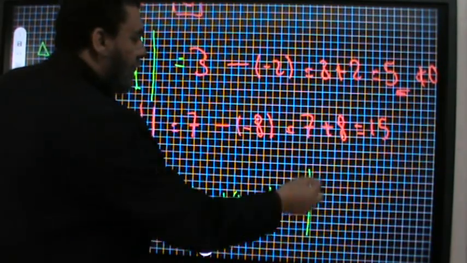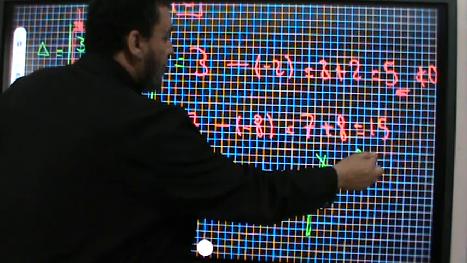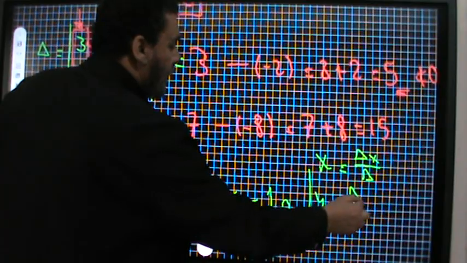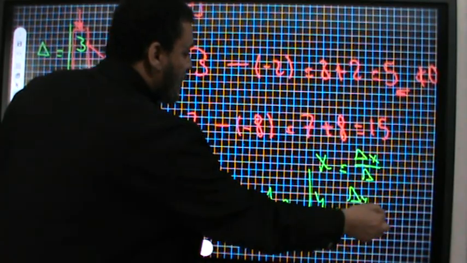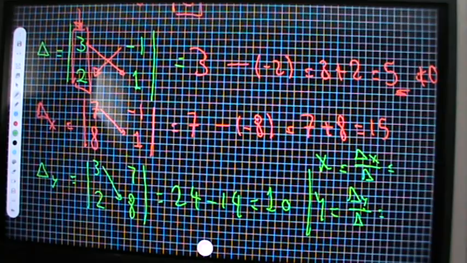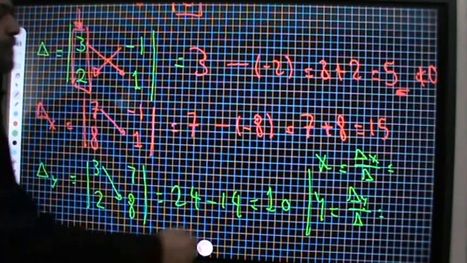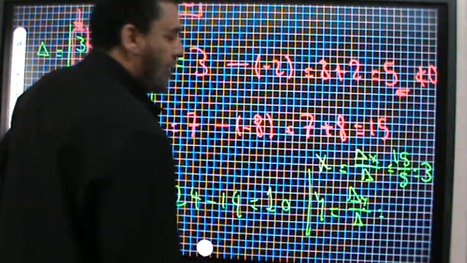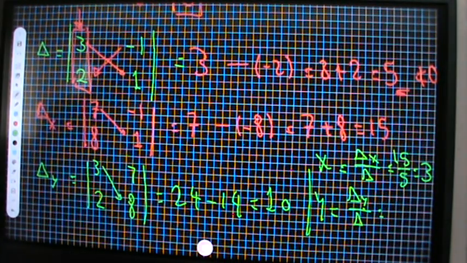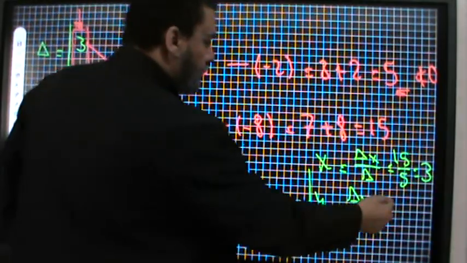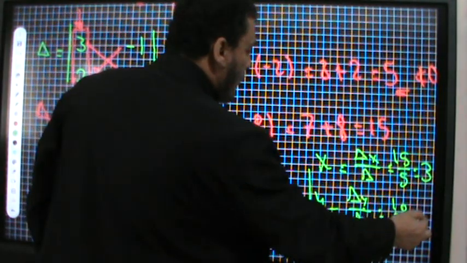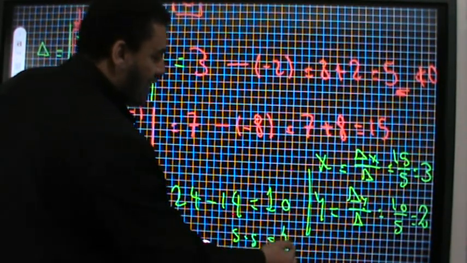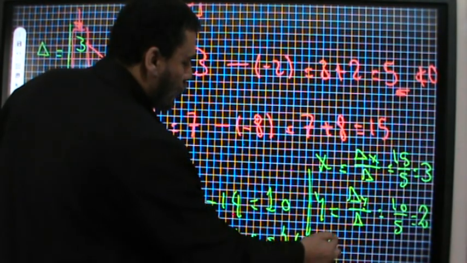Now you can find x with this rule. It will be x equal delta sub x over delta and y equal delta sub y over delta. Delta sub x is what here? It is 15. 15 over 5, which is 3. And y, it will be 10 divided by 5, which is what? Which is 2. Then the solution set here is the set of ordered pair 3 and 2.